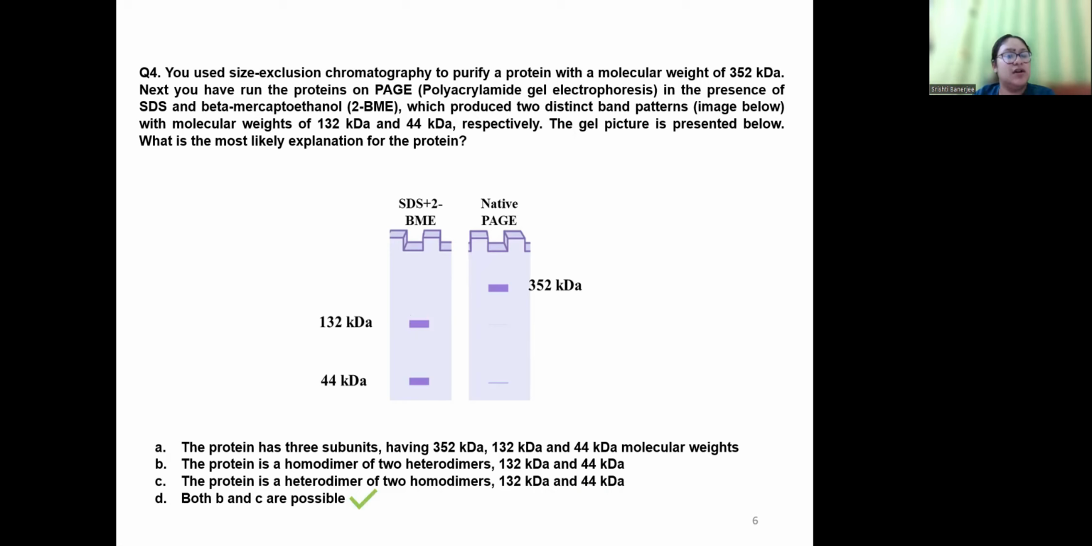Why? The protein could be a homodimer or two heterodimers, one of 132 or 42. Two heterodimers could be of the same size, everything could be same. Maybe the amino acids are different, but it could be same. And also it could be a heterodimer, which is again made up of two homodimers, and again the size is the same. This is not very conclusive from this picture as to what exactly is happening here. So the answer will be B or C. So is that clear?